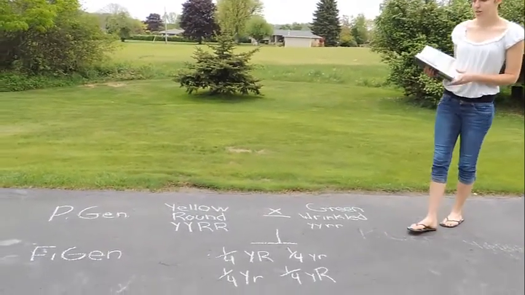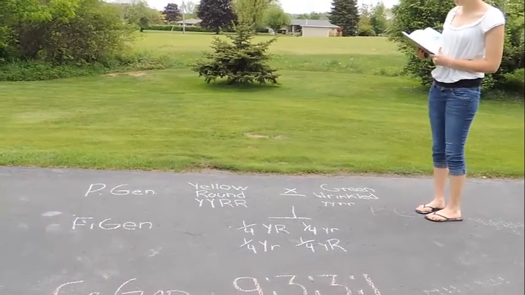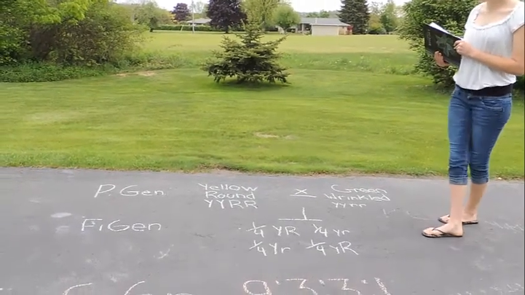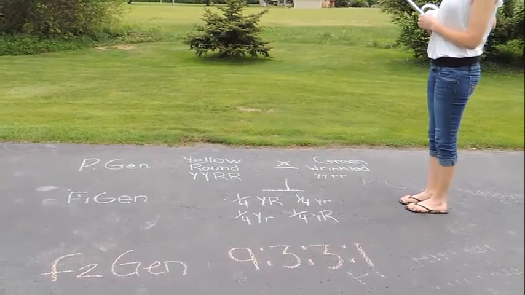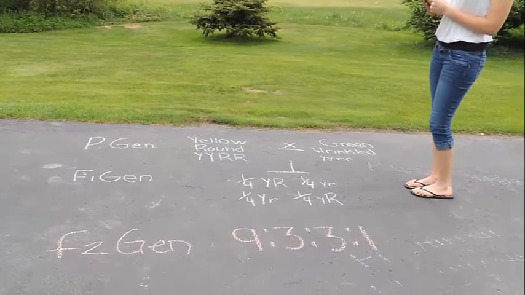And the result from the first generation, we got a phenotypic ratio of 1/4 big Y, big R, 1/4 little y, little r, 1/4 big Y, little r, and 1/4 little y, big R.